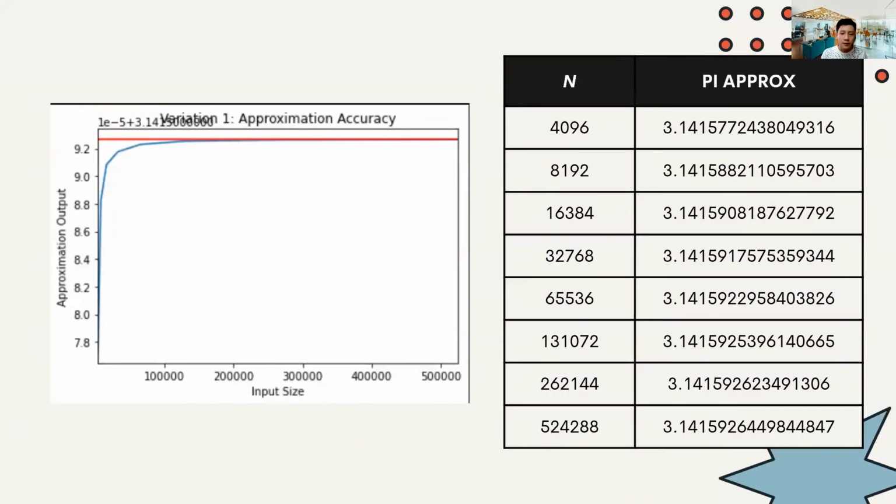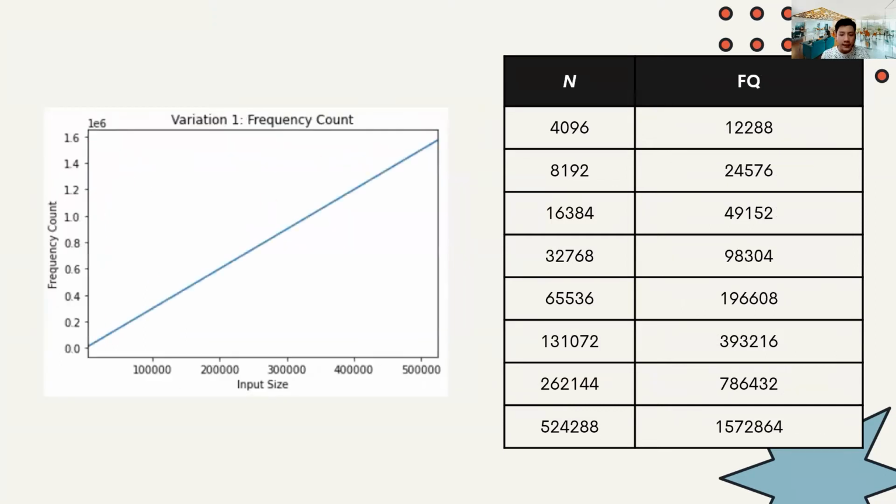So let's see the approximation values outputted by the function. As seen on the table and graph, we are very close to the true value of pi as the input size increases. You can see also in this graph, it's converging. As for the frequency count, the graph shows that the algorithm does indeed have a linear time complexity. So as input size increases by 2, so does the frequency count.